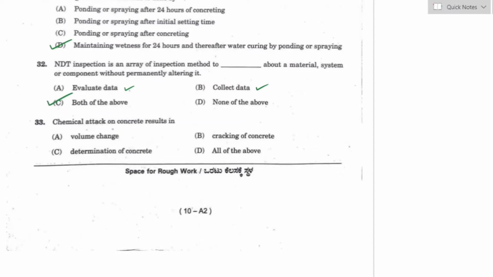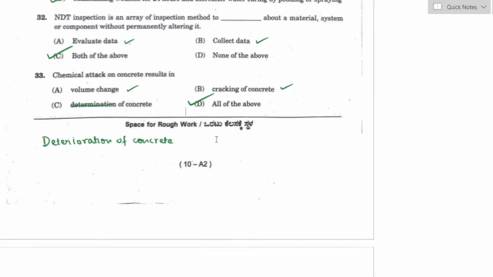Question number 33. Chemical attack on concrete results in. When there is a chemical attack on concrete, it results in a volume change, cracking of concrete, deterioration of concrete. So all these options are correct. So the right answer will be option D, all of the above.